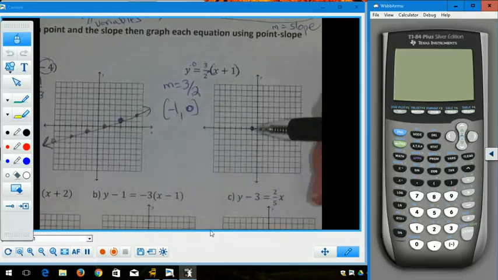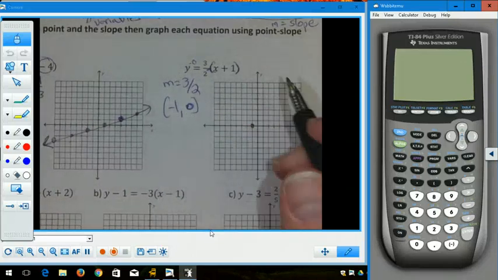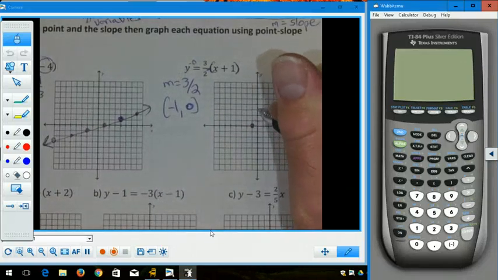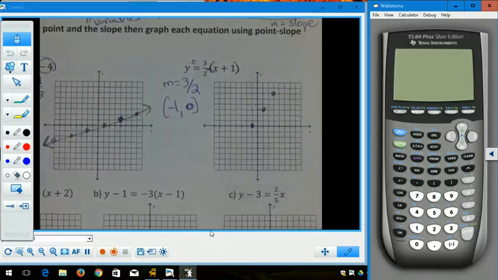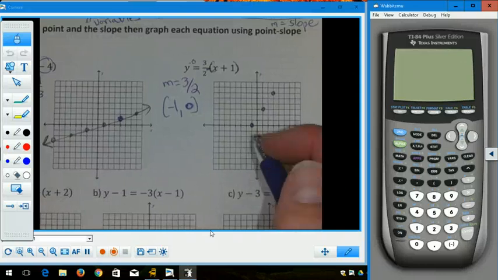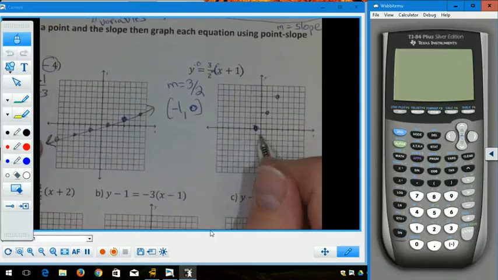And we're going to follow the slope of +3 over 2. So that's up 3, right 2. 1, 2, 3, 1, 2. Up 3, right 2. I can only get 3 points, which is enough to make my line. But since I know the slope, I'm just going to use it to get my other points.